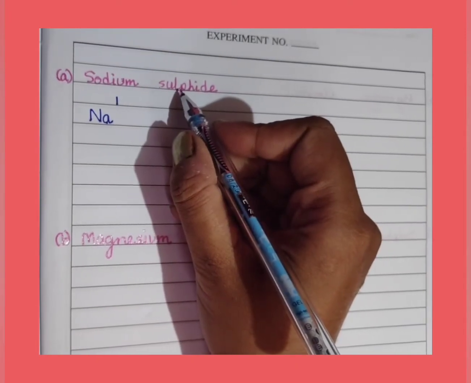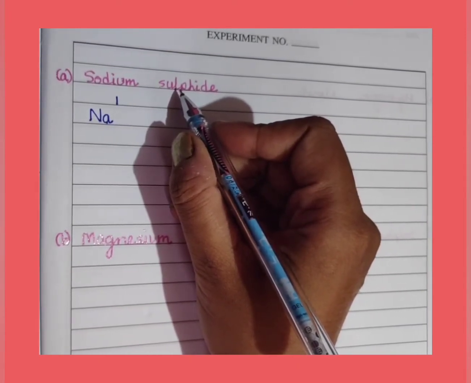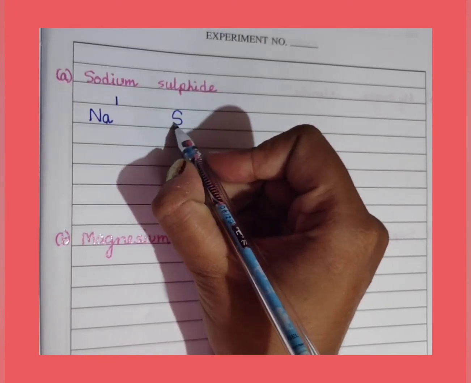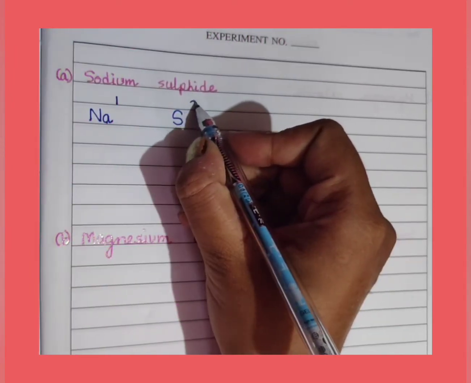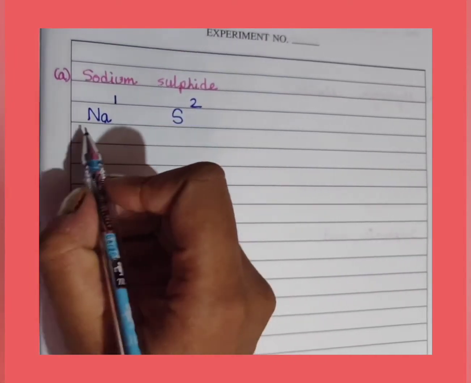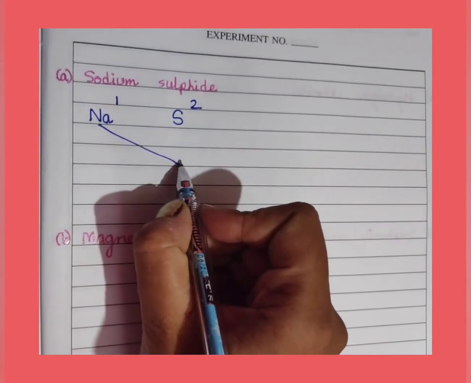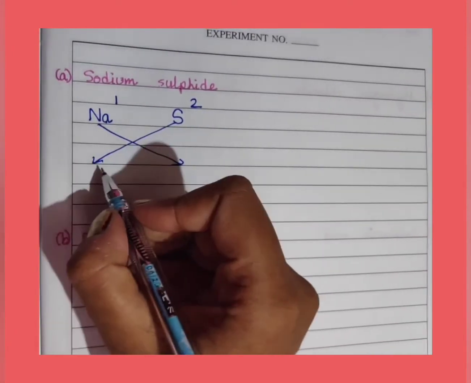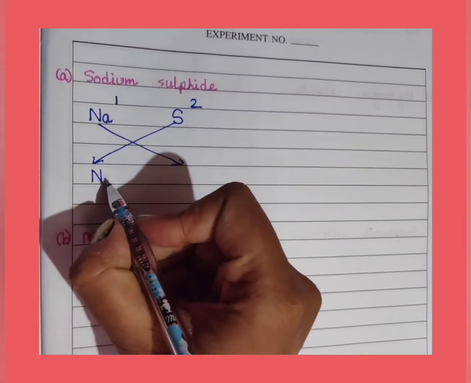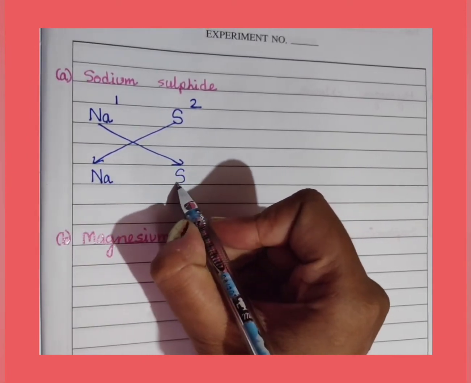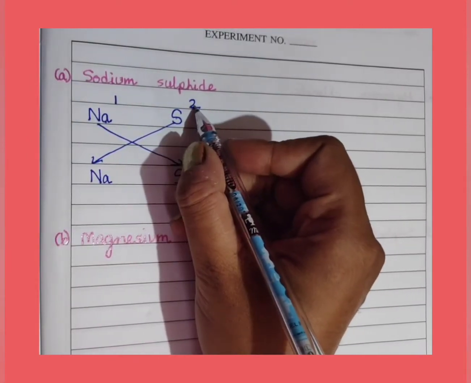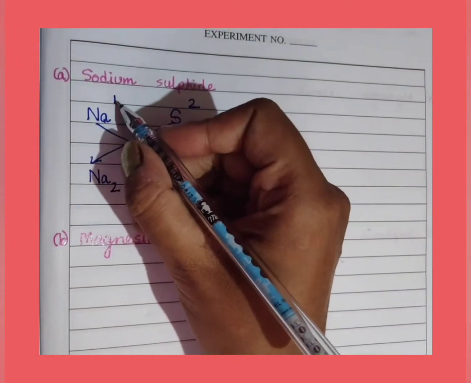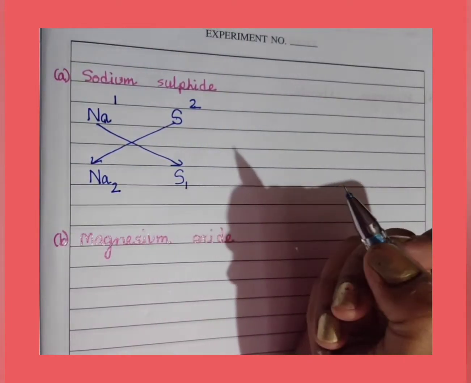Now what is sulfide? When sulfur remains combined in a compound, it is called as sulfide. So it is simply sulfur, okay. And what is its valency? It's 2. Now what happens is that they will interchange the valencies, okay. So when they interchange the valencies, the valency of sulfur, which is 2, will come here as subscript. The valency of sodium, which is 1, will come here as subscript.